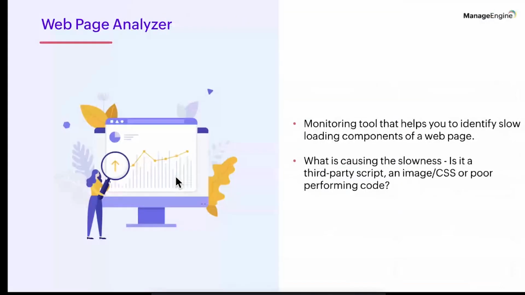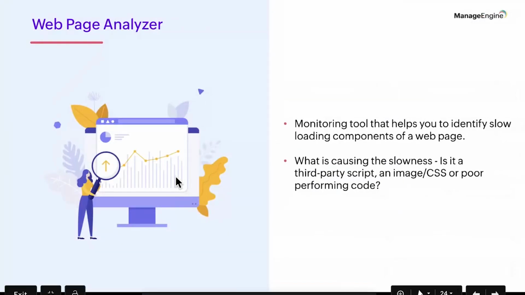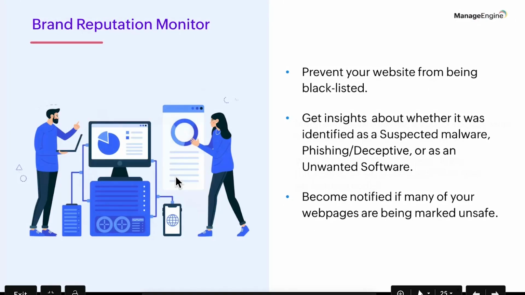Let's move to the presentation itself. The next feature up for discussion is the Brand Reputation Monitor. As the title suggests, this helps you maintain the reputation of a particular website. This feature will track and ensure that your brand reputation is maintained by preventing your website from being blacklisted. You will also be able to get insights into whether the website is identified as suspected, malware, phishing, deceptive, or unwanted software. You'll also get notified immediately if any of your web pages are marked as unsafe.